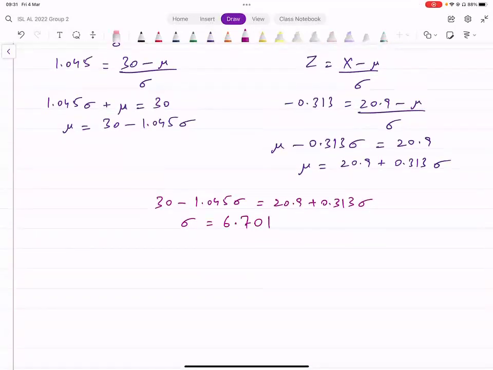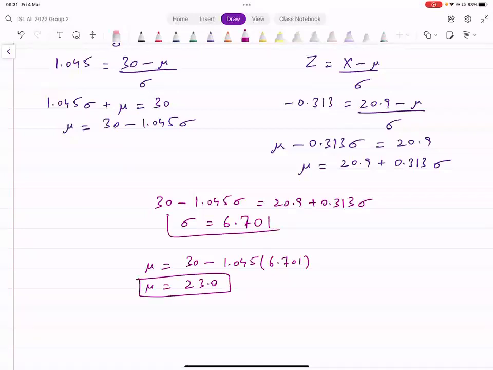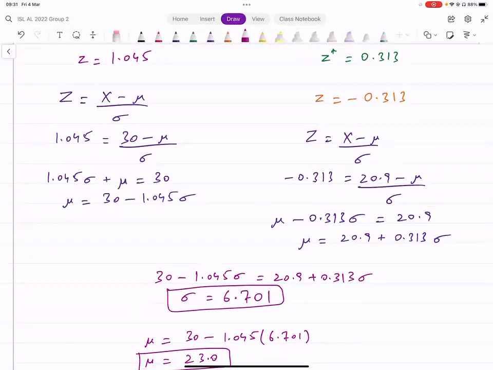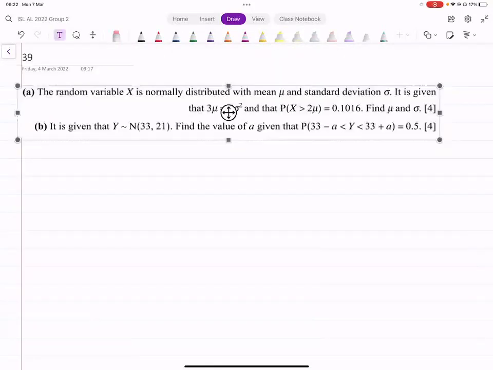Let's find the mean now. Mean equals, किसी भी इक्वेशन में इनपुट कर दें. 30 minus 1.045 into 6.701. What do we get? So it's 22.997. So 23.0. Yes, so 23.0. That's the value of mean that we have. हमारे पास mean आ गया. So we've got the standard deviation and the mean. That's what you have to figure out.